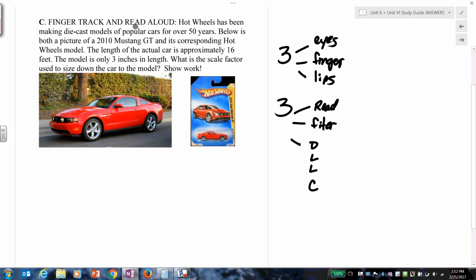Step number 1, we read. Hot Wheels has been making die-cast models for popular cars for over 50 years. Below is both a picture of the 2010 Mustang GT and its corresponding Hot Wheels model. The length of the actual car is 16 feet. The model is only 3 inches in length. What is the scale factor used to size down the car to the model? So your work.